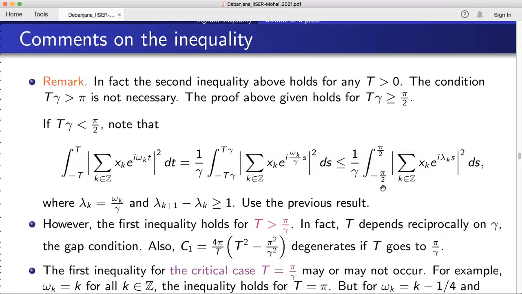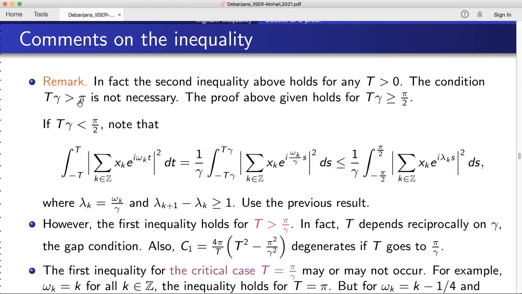Once you have that, this right hand side here, you know the estimate already by the previous step, because the interval is now minus pi by 2 to pi by 2, and if you see the gap condition of the exponents, that also satisfies strictly greater than or equal to 1. That's what you had earlier. So now you use your previous result. In conclusion, it doesn't matter that T gamma is strictly greater than pi or pi by 2.